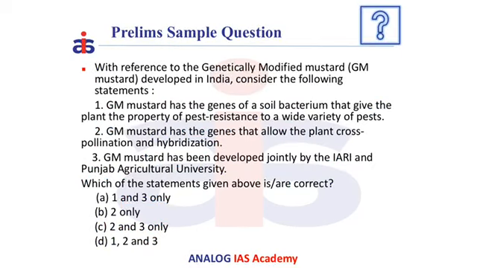Now let us solve this question. With reference to the GM mustard developed in India, consider the following statements. The answer for this question is B, 2 only. As we can see, the GM mustard has been developed by the University of Delhi and not the Punjab Agricultural University. Therefore, through the process of elimination, 3 can be eliminated and the only option left is B, 2 only.